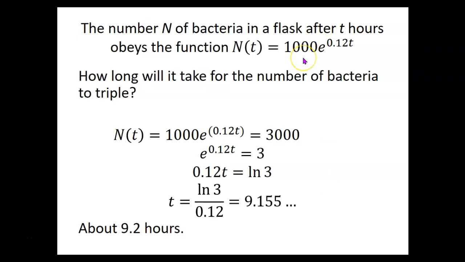So notice we started with 1,000. After about 5.8 hours, it had gone up to 2,000. After about 9.2 hours, it's gotten up to 3,000. It's growing faster, and the more bacteria we have, the faster it's going to grow. So it's not going to be too much longer before it reaches 4,000, and not too much longer after that before it reaches 5,000. So the more bacteria we have, the faster it grows.